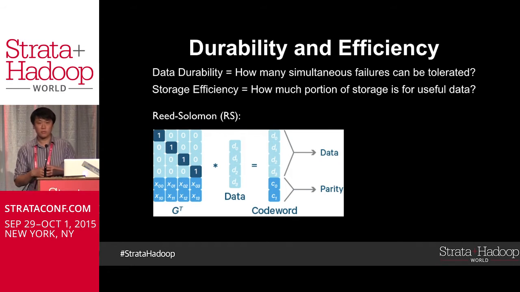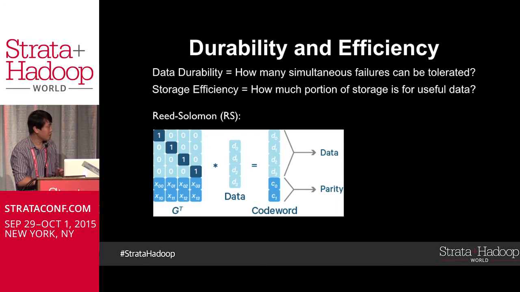So there are more advanced forms of erasure coding. The most popular one is Reed-Solomon coding. Reed-Solomon coding uses advanced linear algebra calculations. For each input data segment, it uses a generation matrix, or GT, to multiply that input data segment to get a code word segment, which is longer than the data segment.